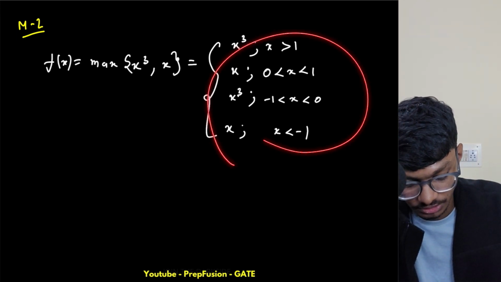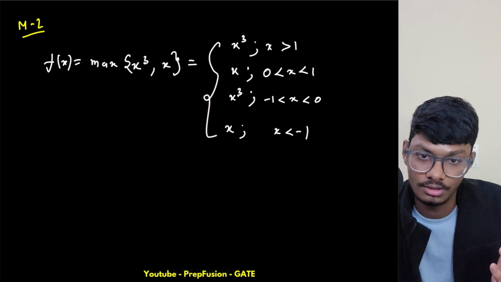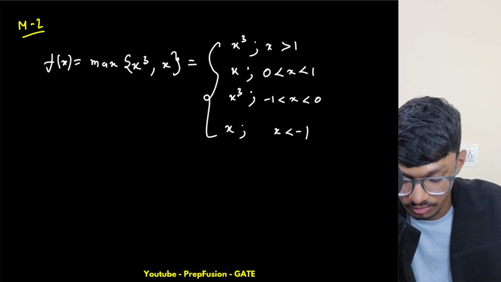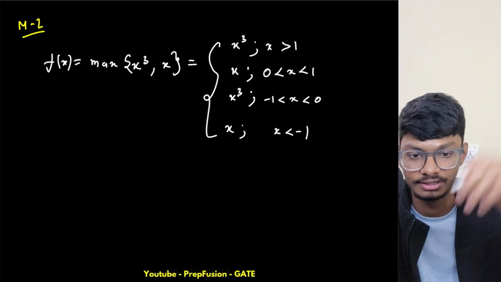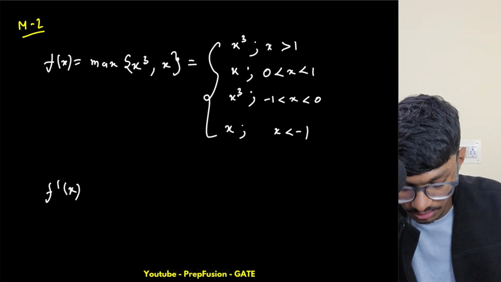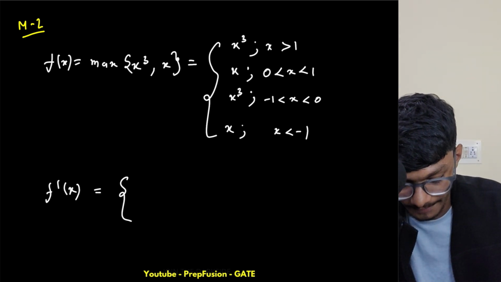Okay, so this is equal to this. Now what do you do? You have to check the differentiability. For that you have to check the left hand derivative and the right hand derivative. So obviously you have to differentiate this function first at different regions.